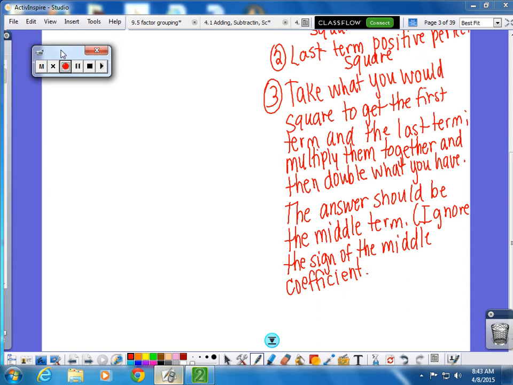I'm trying to be just very specific so that you'll have something to go by. It's another reason we're recording this lesson today so that you can go back and look at it. But step 3, take what you would square to get the first term and the last term. Multiply them together and then double what you have. The answer should be the middle term, and ignore the sign of the middle coefficient, because positive or negative is not going to matter as far as if it is a perfect square trinomial or not. Okay.